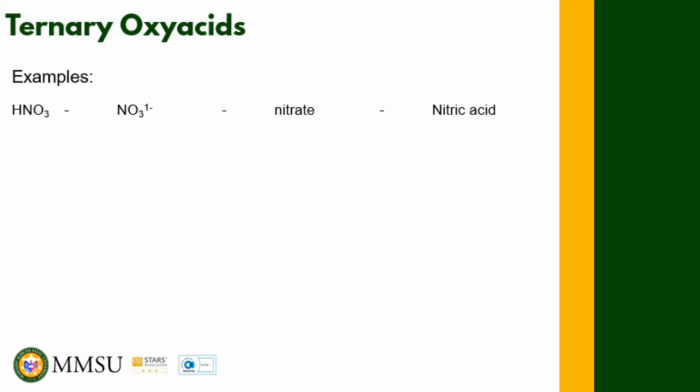So, examples, HNO3. So, yung negative ion natin is NO3 and then yung name nito is nitrate. So, yung pangalan nito is nitric acid. So, yung ending nito is ATE. So, let's change ATE with IC. So, naging nitric acid.